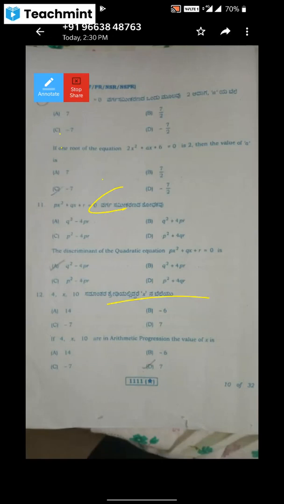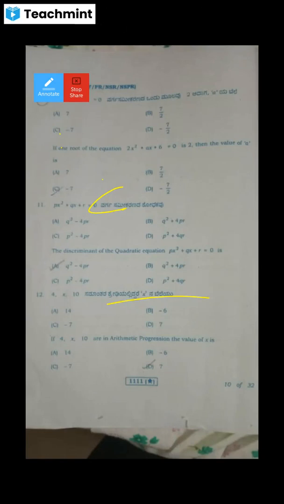Okay, so 11th one. Instead of giving ax square plus bx plus c equal to 0, they have given the discriminant of the quadratic equation px square plus qx plus r equal to 0. You may say p as a, q as b, r as c, and you will get the answer. That is option A. b square minus 4ac. Here b is q, so q square minus 4, a is here p, and c becomes r. So option A, q square minus 4pr is the right answer.